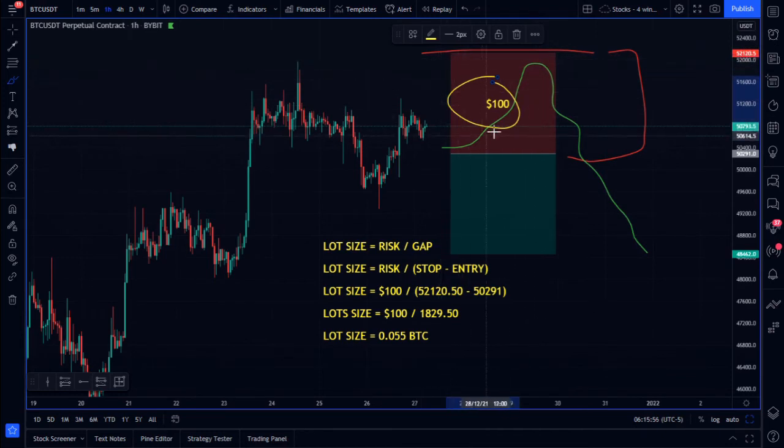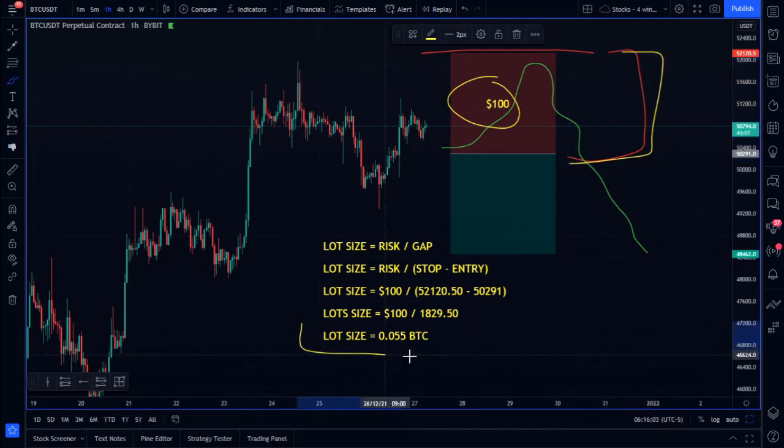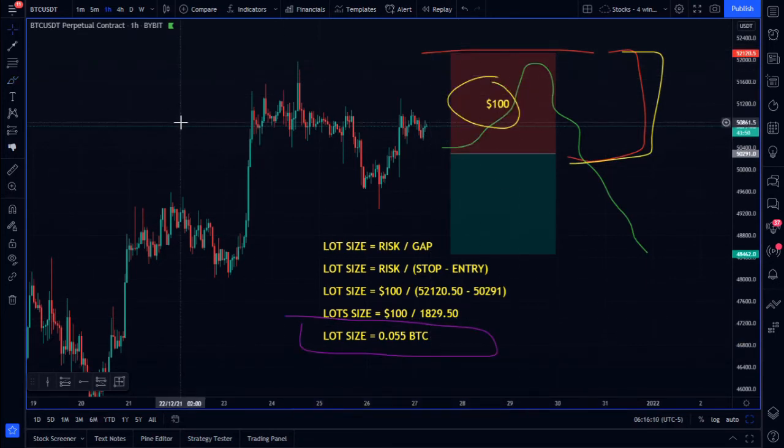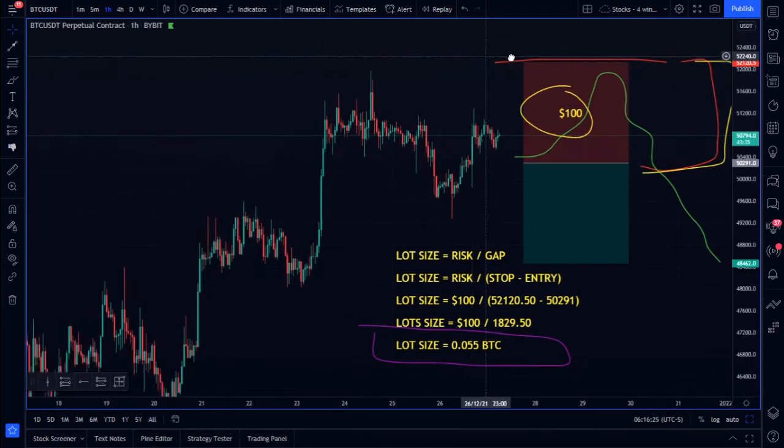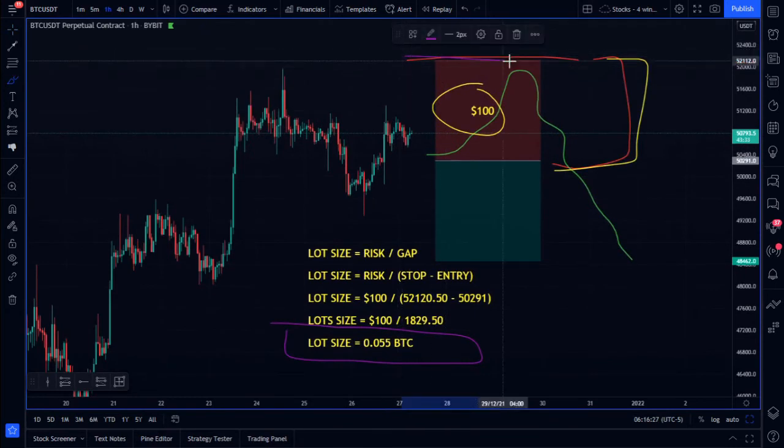In order to only risk $100 in this gap, we need to purchase 0.055 Bitcoin. Yep. We purchased 0.055 Bitcoin, and our risk is restricted to $100. This is assuming, of course, you put your stop loss at this point. If you don't put your stop loss, well, you know, that's a different story.